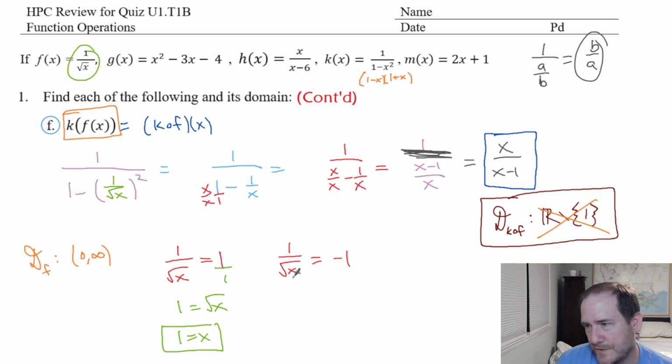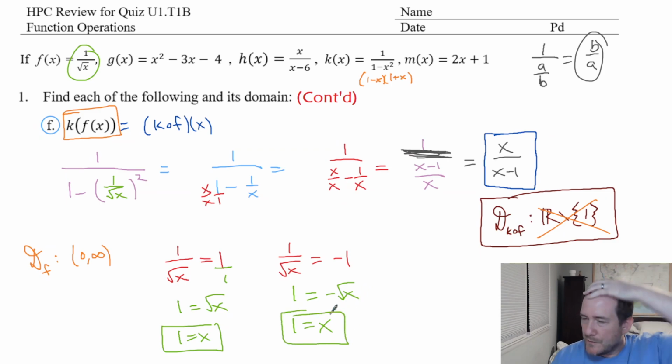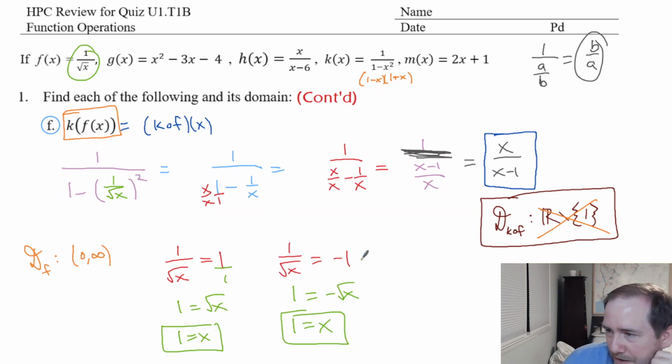And guess what happens over here? We get 1 equals negative root x. Then we square both sides and we get 1 equals x. So 1 is bad again. What about the negative? What's happening here, of course, is that because we're squaring both sides, the negative gets washed out, and 1 over root x is just a function that is never going to return negative 1. So we don't have to worry about that domain restriction on k, the negative one, because f of x will never map onto it.